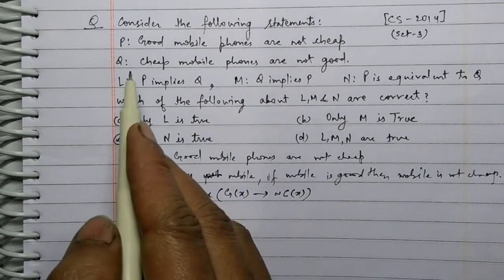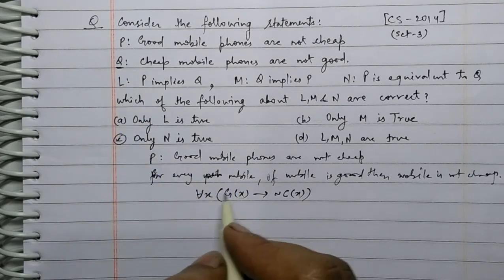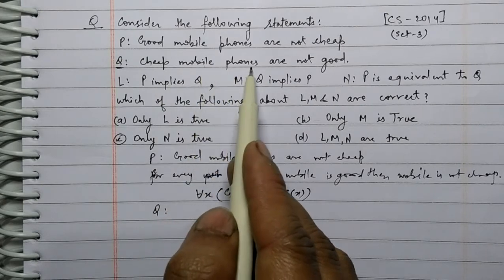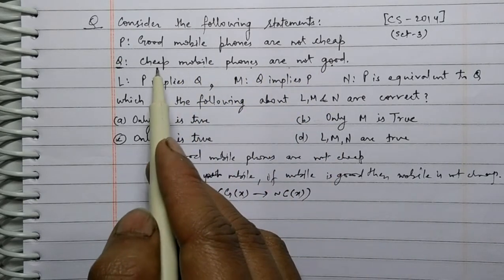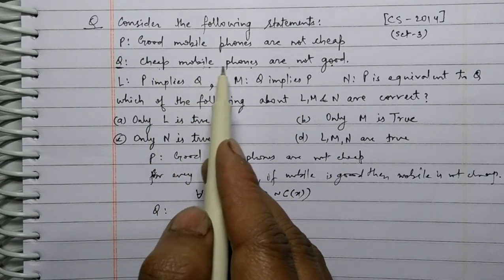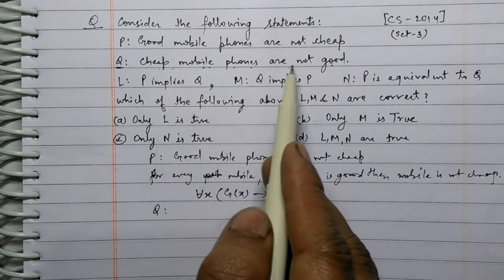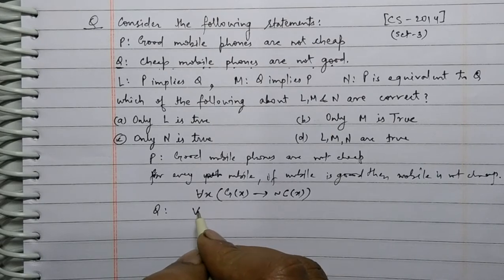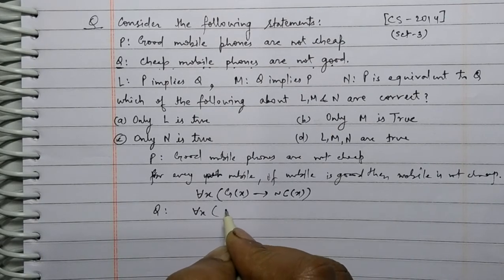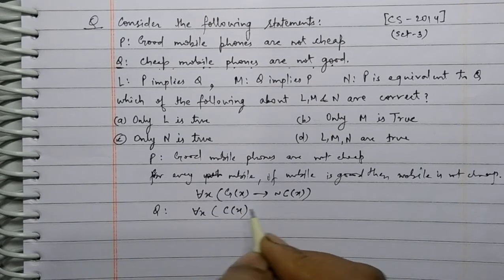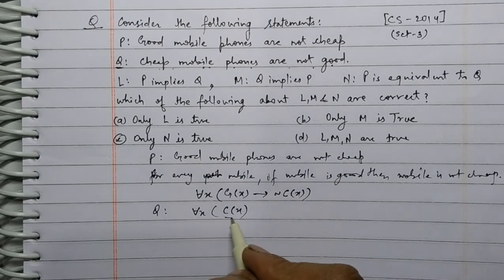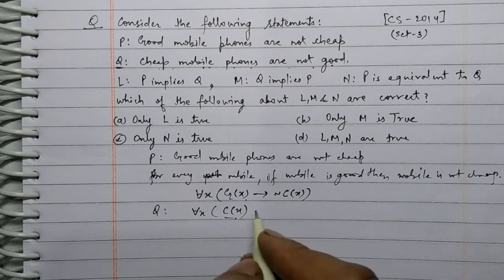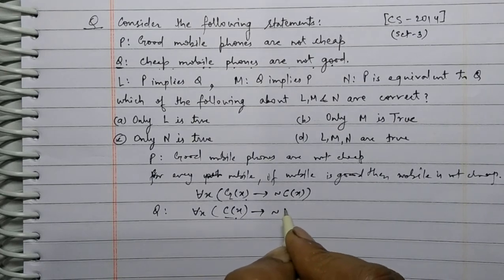In the same way, we will write statement Q. Statement Q says that cheap mobile phones are not good. For every mobile, if the mobile phone is cheap, it implies that the mobile is not good. We are denoting cheap mobile by CX and good mobile by GX. It implies that it is not good.